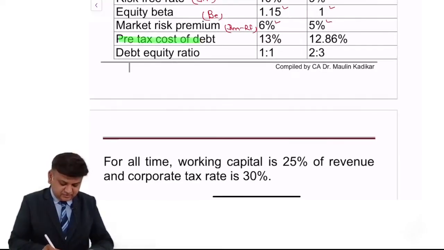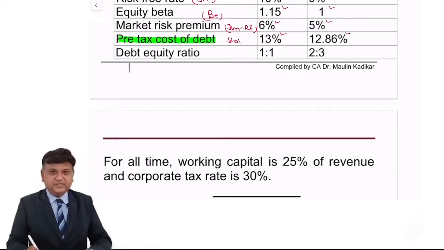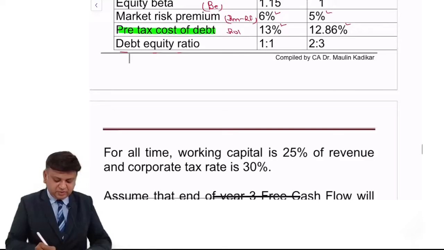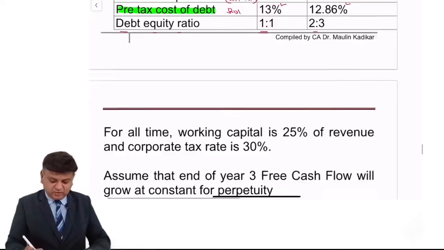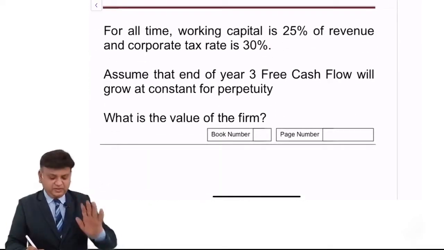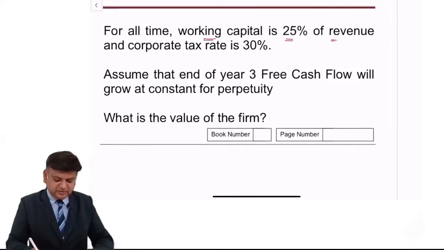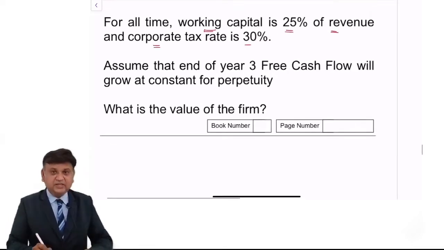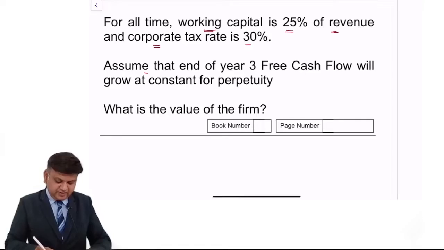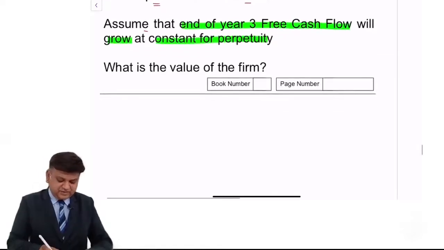Pre-tax cost of debt is given. It means that the rate of interest information is given. It is 13 and 12.86. Debt to equity ratio is 1:1 and later on 2:3. For all time, working capital is 25% of the sales. Income tax rate is only 30%. Assume that at the end of year 3, free cash flow will grow at a constant rate for perpetuity. What is the value of the firm?